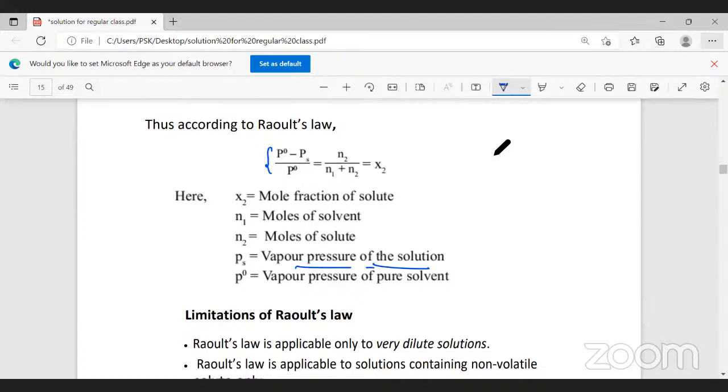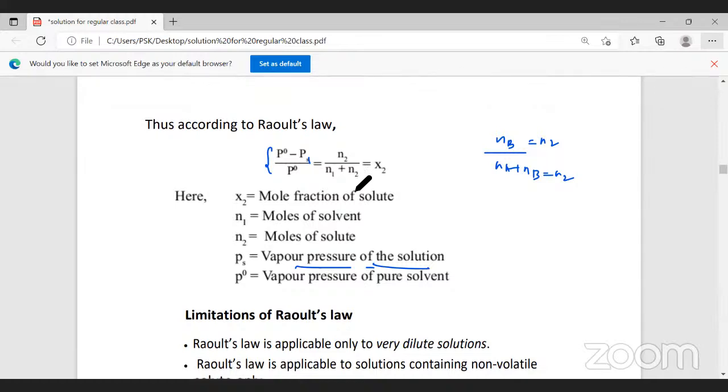That's equal to mole fraction. I have taken example as NB divided by NA plus NB. Here N2 they have taken. Here N2 is nothing but number of moles of solute. Instead of taking NB, they have represented as N1 and N2. N2 is number of moles of solute. N1 is number of moles of solvent. And N2 is number of moles of solute. So this is nothing but mole fraction of the solute. That is what they have given as X2.